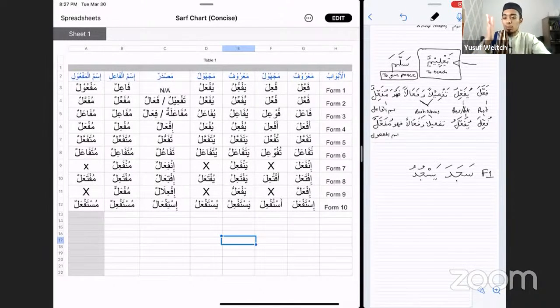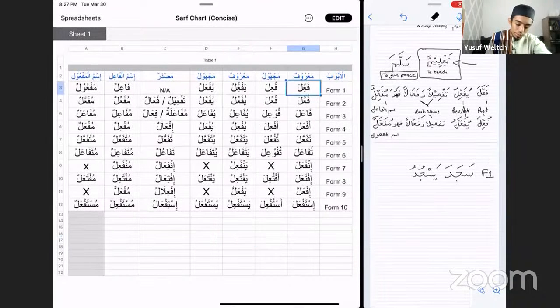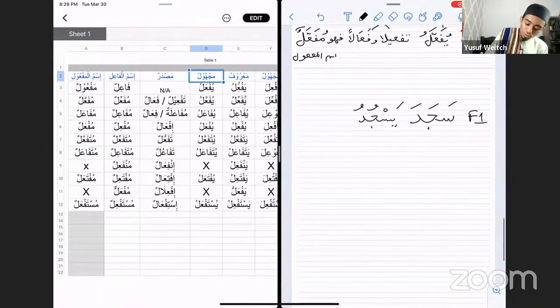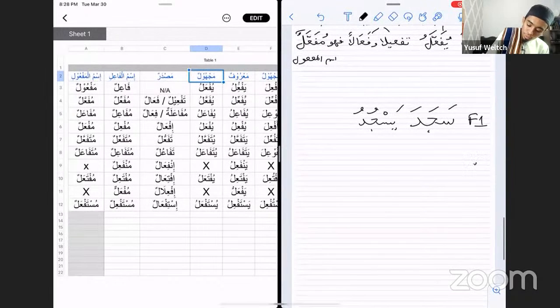So you have the past and you have the present. Now each form has that. On here, I put the beginnings of all of those, the active and the passive for each one. But what we want to do is transition that over to this shortened form. So for form 1, if we're using sajada, it will be sajada yasjudu.